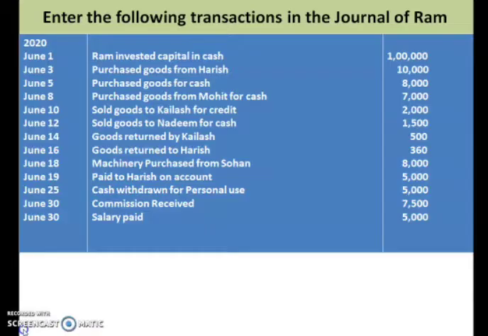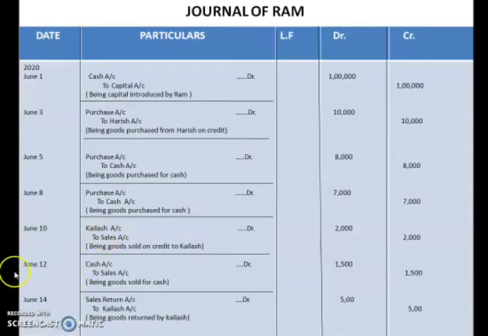Next is 12th June. Sold goods to Nadeem for cash. You have sold the goods and you received the cash. So cash is an asset, and asset increases, you have to debit it. So what you will write here? June 12. Cash account debited to sales account, because it is a cash sales, you have to debit cash account and sales account will be credited. 1,500 is the sales.